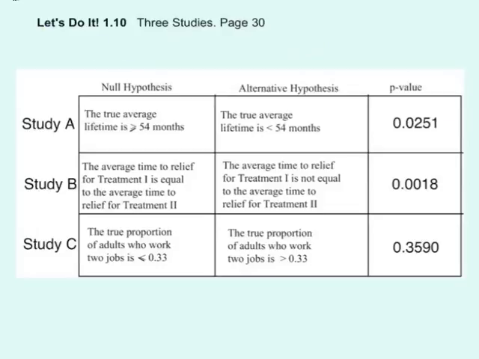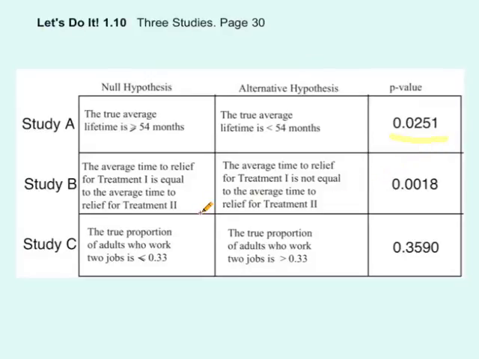In this LDI, we're going to take a look at three different studies: Study A, Study B, and Study C. In Study A, we have a null hypothesis that the true average lifetime is greater than or equal to 54 months. The alternate is that it's less than 54 months, and we have a corresponding p-value that goes with this study of 0.025 or about 2.51%, okay?